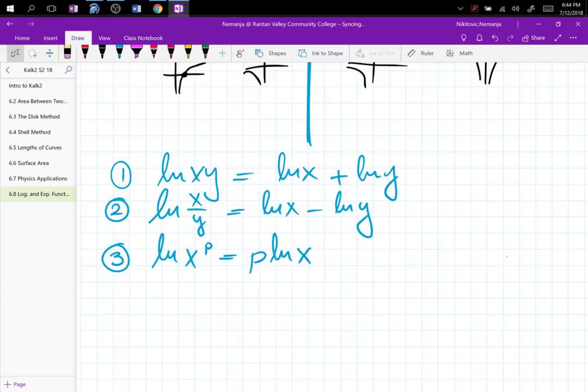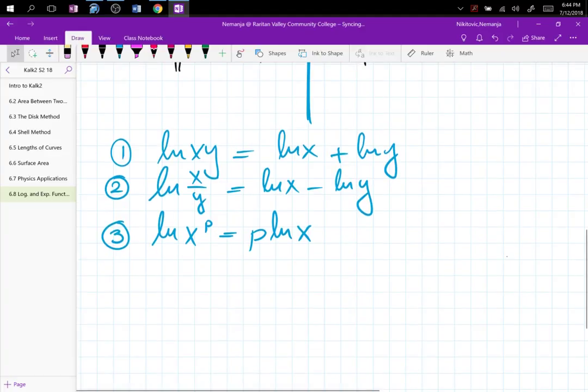What else do they have? They have the derivative and the integral. I don't know why they have this, but I have that one, I have that one. So I have the rest already. So these are the properties of ln.